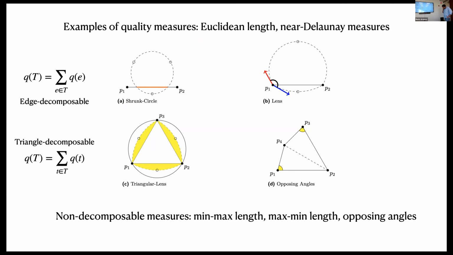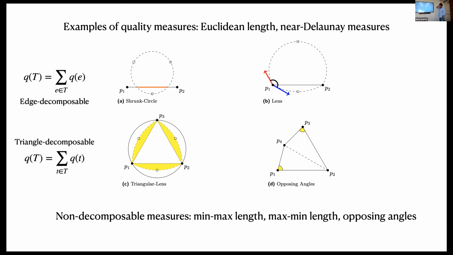Okay, so since I'm talking so much about the quality of triangulation, just one slide where I'll mention what sort of quality of triangulations people may be interested in and what we can handle. So the first thing I mentioned was the Euclidean length. That's pretty standard, the total length of the triangulation. And in this figure, you will see four sub-figures.